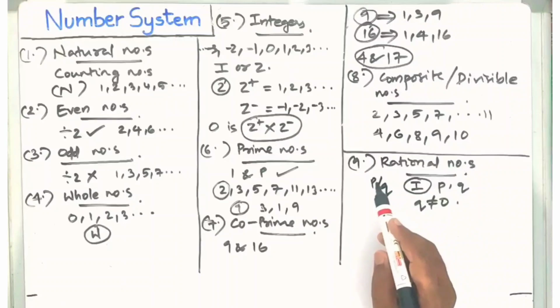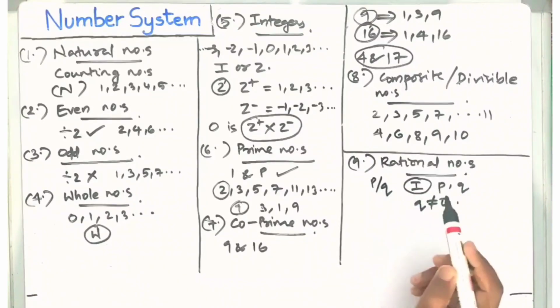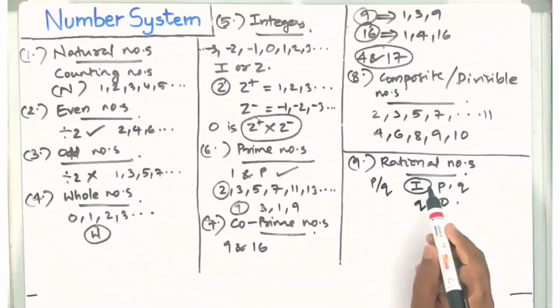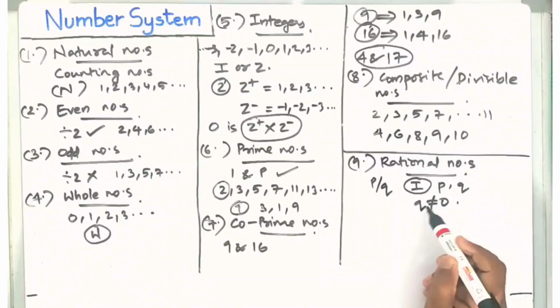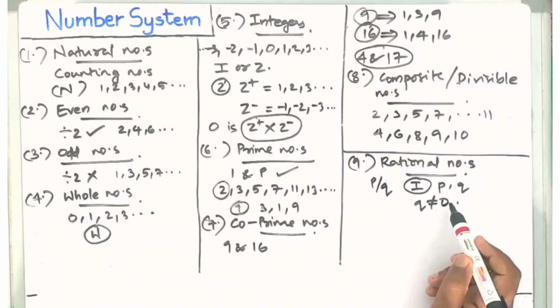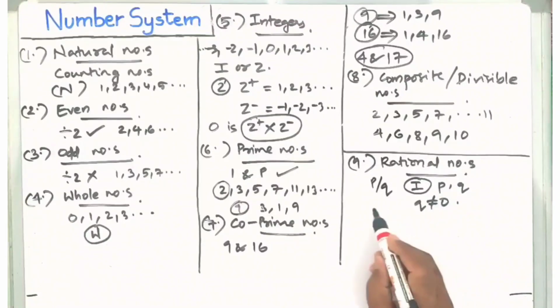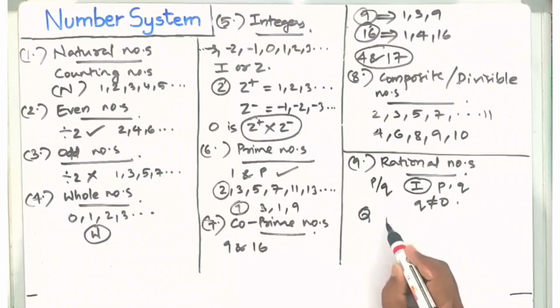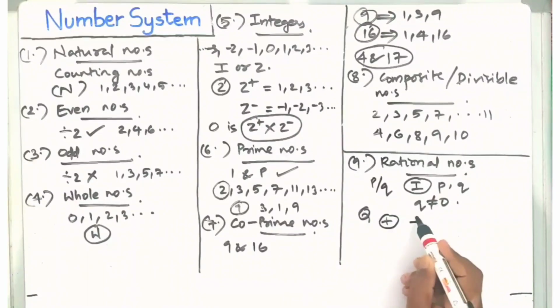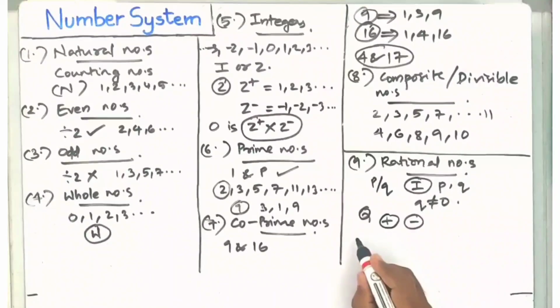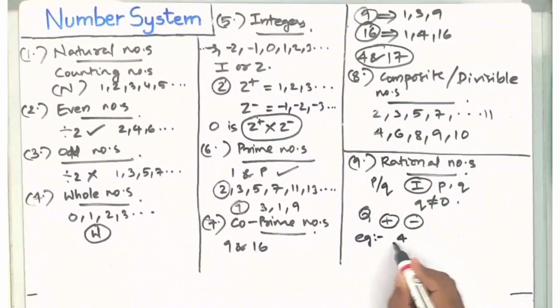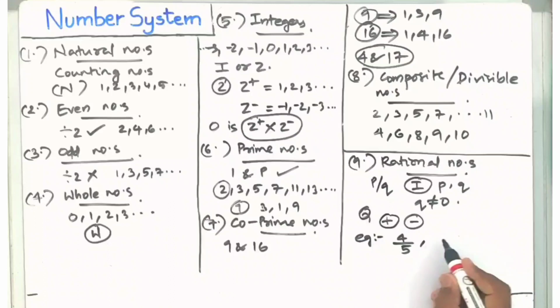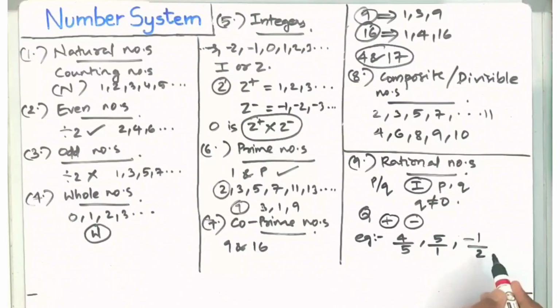So rational numbers are numbers which can be written in the form p by q, where p and q are integers and co-primes, and q is not equal to 0. Rational numbers are denoted by capital Q. There are positive rational numbers and negative rational numbers. For example, 4 by 5 is a positive rational number. 5 by 1 is a positive rational number. But minus 1 by 2 is a negative rational number.